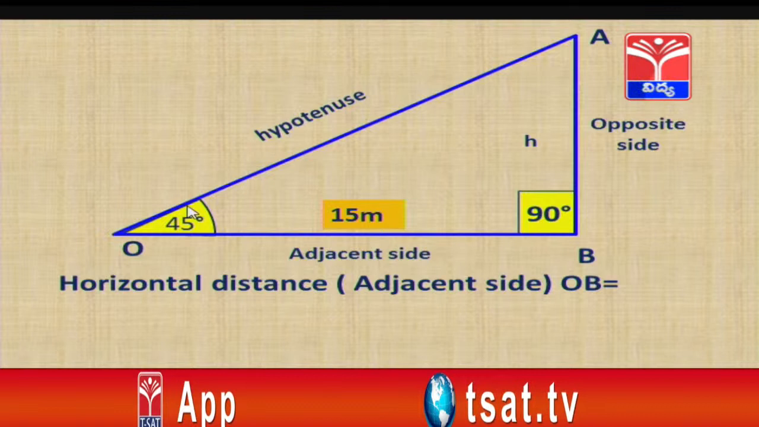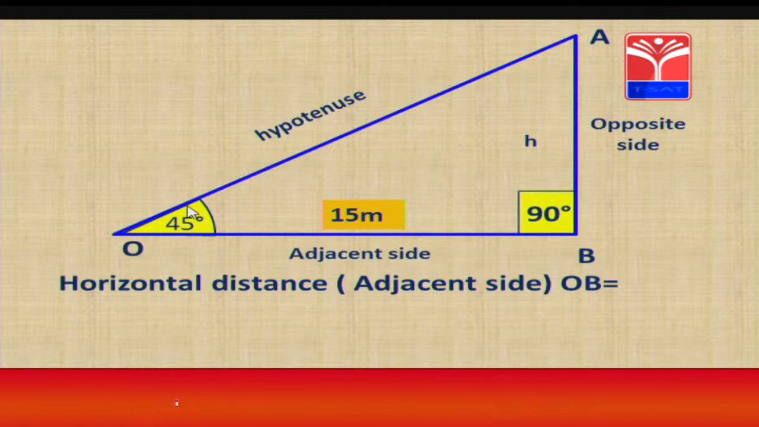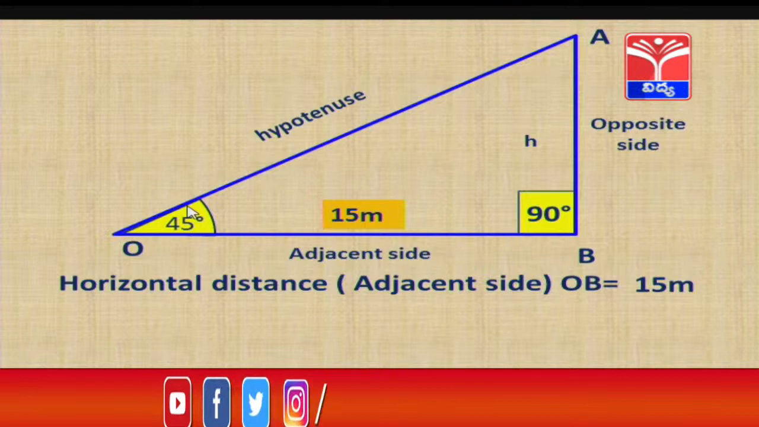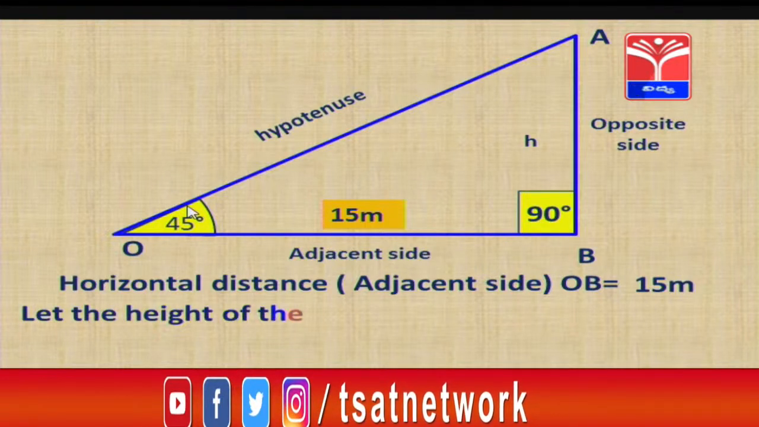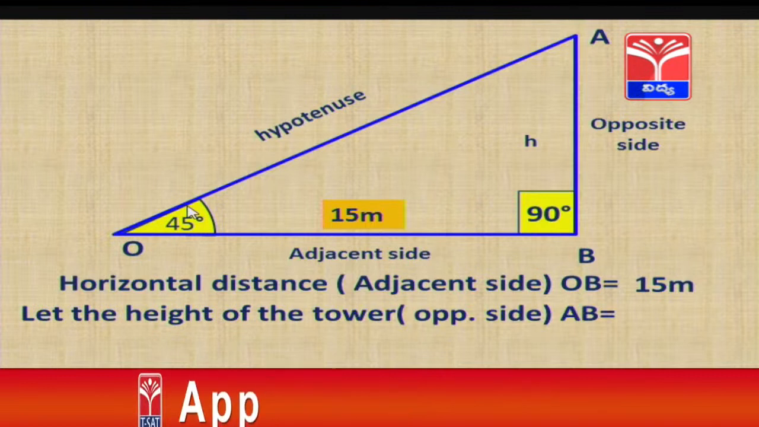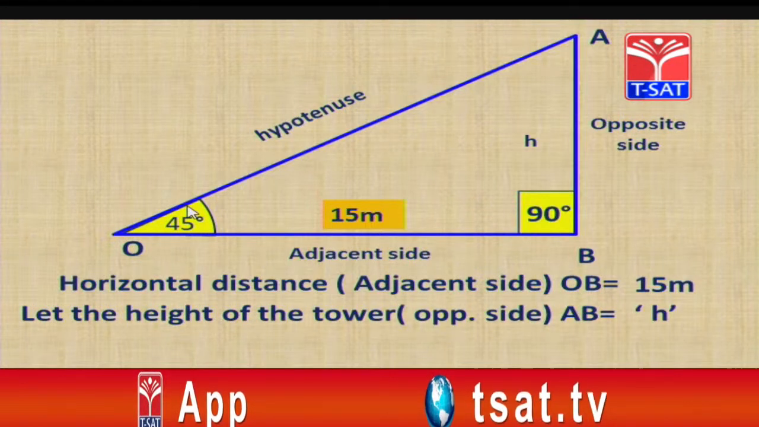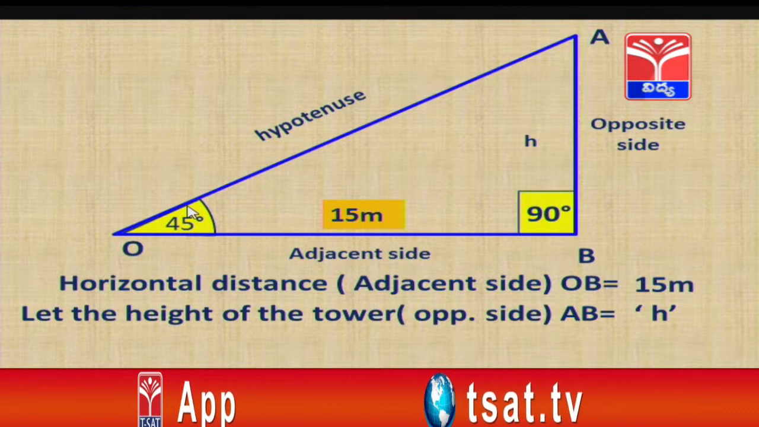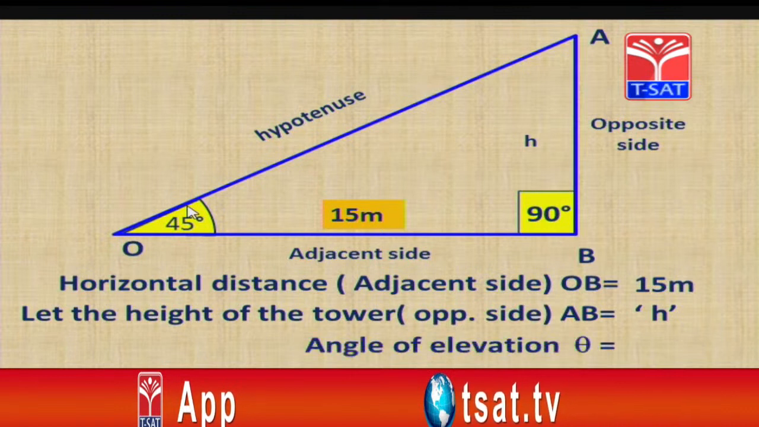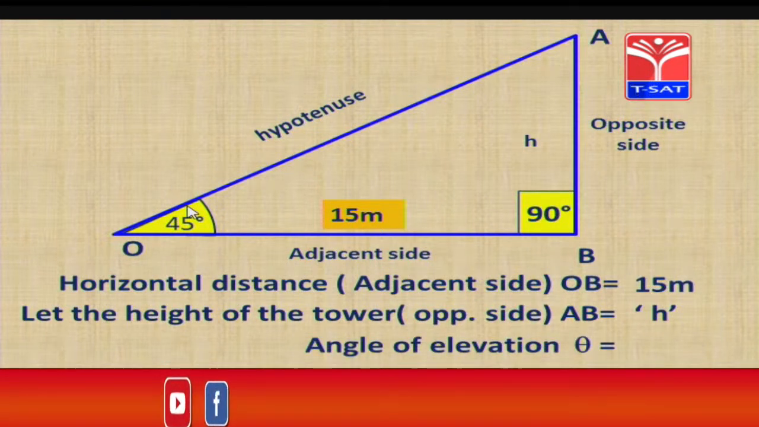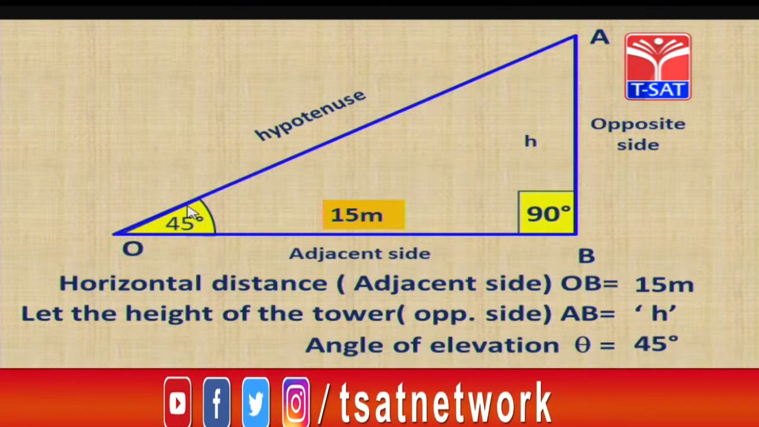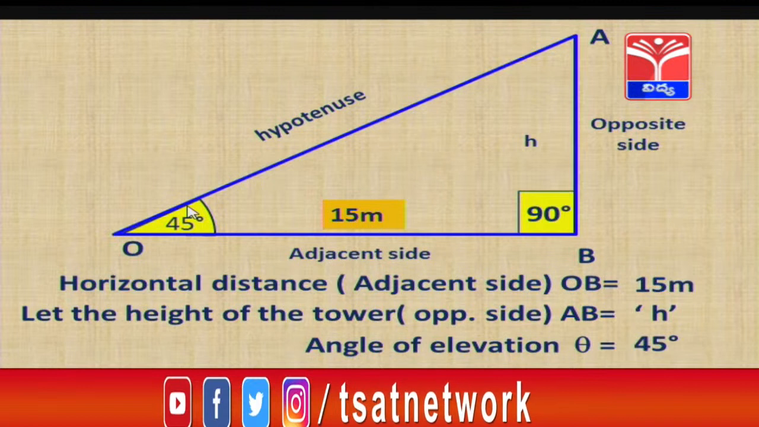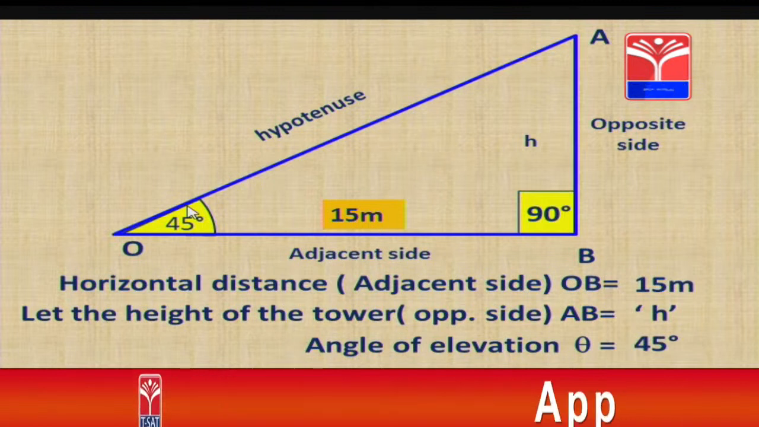So the horizontal distance, that is adjacent side OB, is equal to how much here? 15 meters. In that case we do not know the height of the tower. So I will call the height of the tower, that is opposite side AB, equal to some h meters. Now, what is the angle here? The angle of elevation theta is equal to how much? 45 degrees. So now you are going to find the opposite side, and you know the adjacent side.